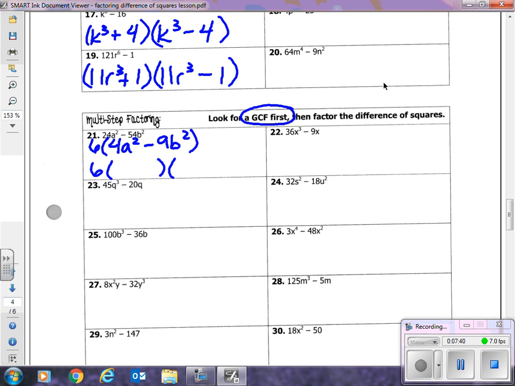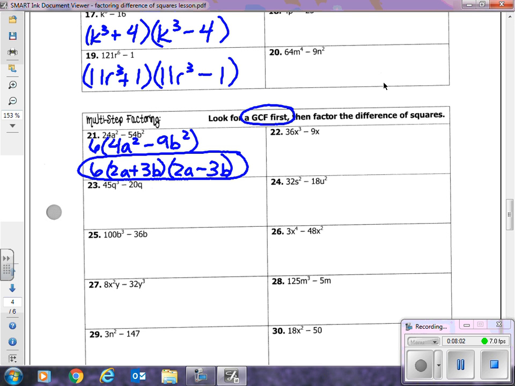Your 6 stays outside of your answer. It does not go away. It is a permanent part of your answer. So 4a squared is made from 2a and 2a. You have plus and minus. 9b squared is 3b and 3b. That's the entire answer for this problem. It is longer because of the GCF, but it's exactly what you need to have.